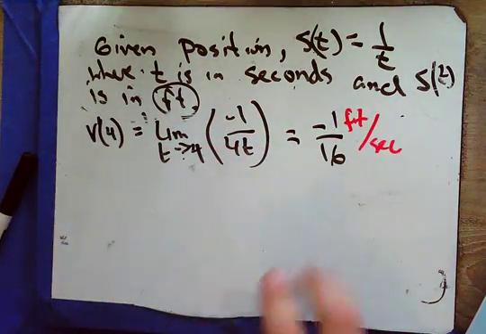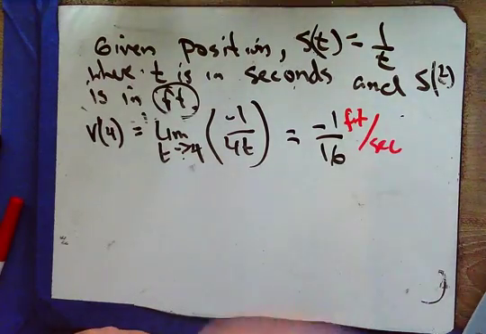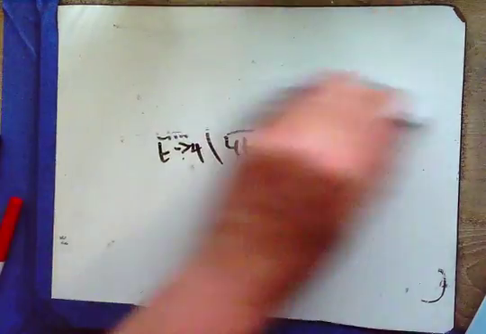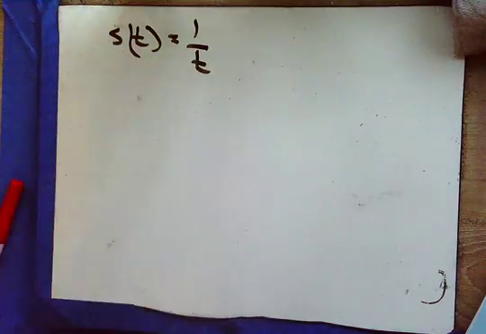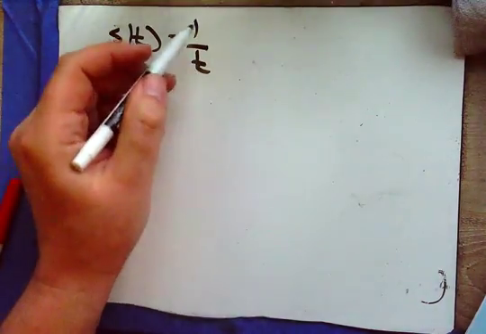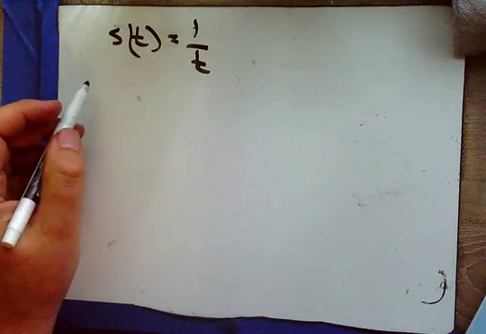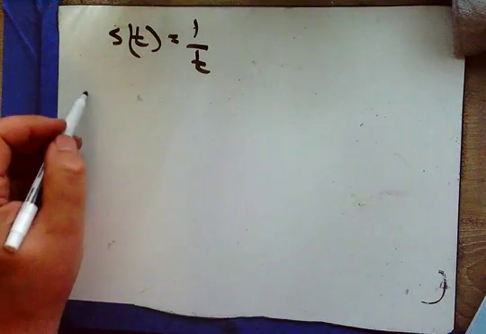And we can see that the velocity at the end of the interval was much lower than the average velocity on the interval from 1 to 4. Okay, so let's move on. We're going to work with the same s of t here, 1 over t. And these are still seconds, and these are still feet. Okay, so we just did instantaneous velocity one way. How about again, a different way?